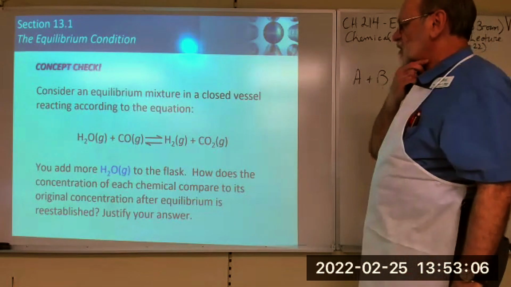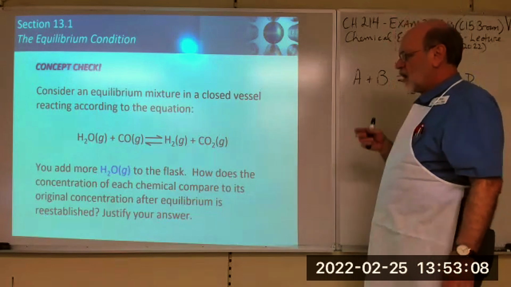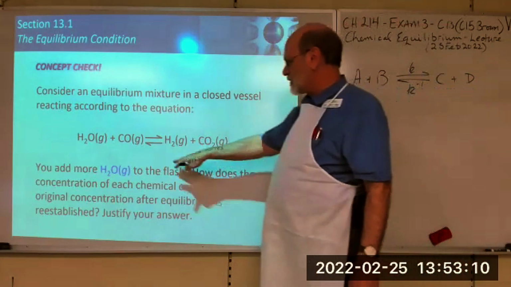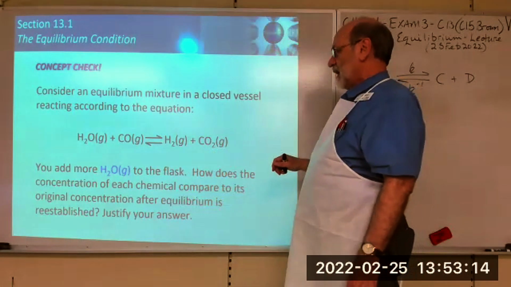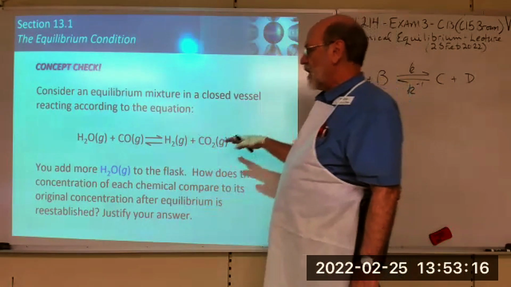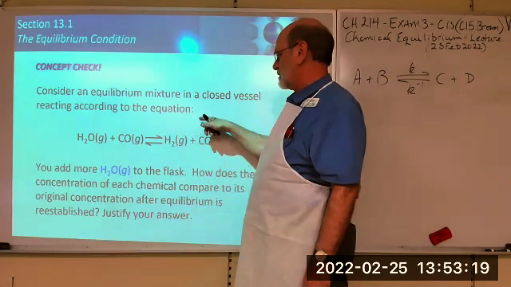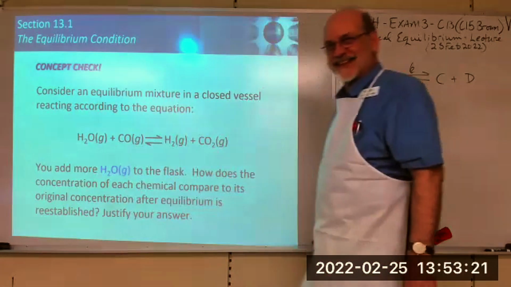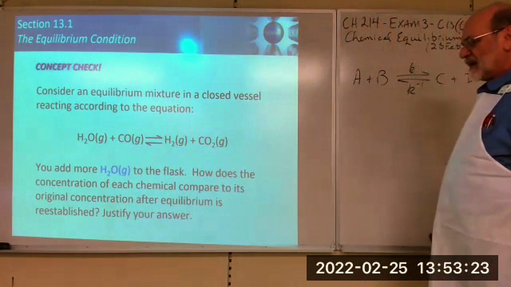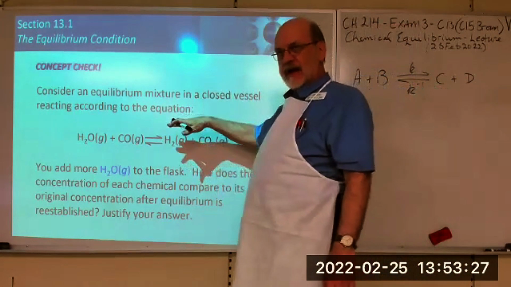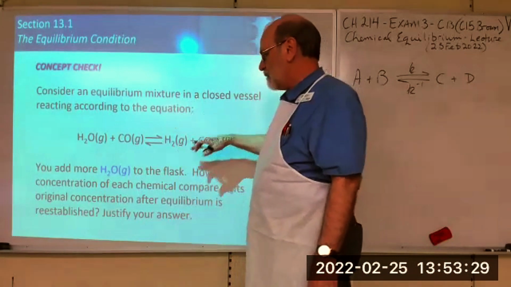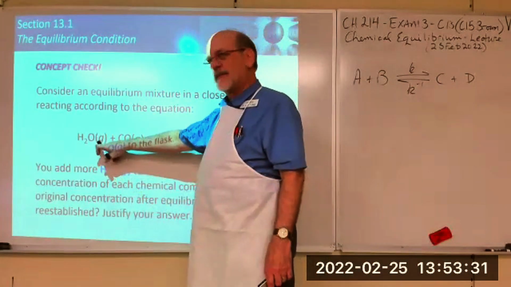Consider an equilibrium mixture in a closed vessel. We've got water reacting with carbon monoxide to produce hydrogen gas and carbon dioxide. Now, it ought to be obvious that you have to have a closed vessel for this to happen because they're all gases. So what would happen? You're at equilibrium now. What would happen if you add more water?